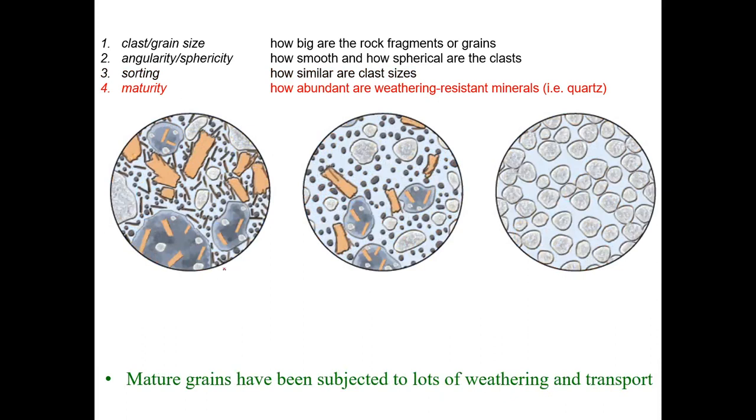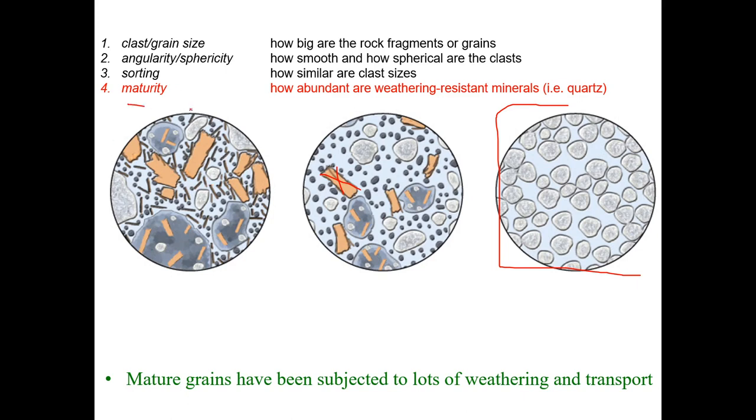Maturity is a reflection of how many weather-resistant minerals are left in the rock. So if you see something that's absolutely pure quartz, well, quartz is really tough and difficult to get rid of. It's very resistant to weathering. All the other stuff in it, the amphiboles and the pyroxenes and the olivines, have been eroded away, and you just get the pure quartz left over.